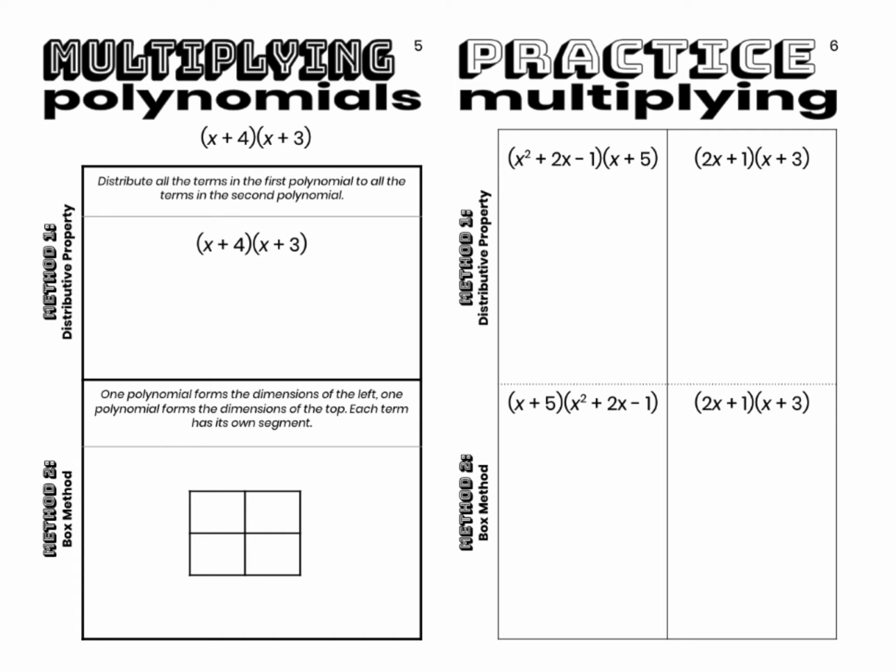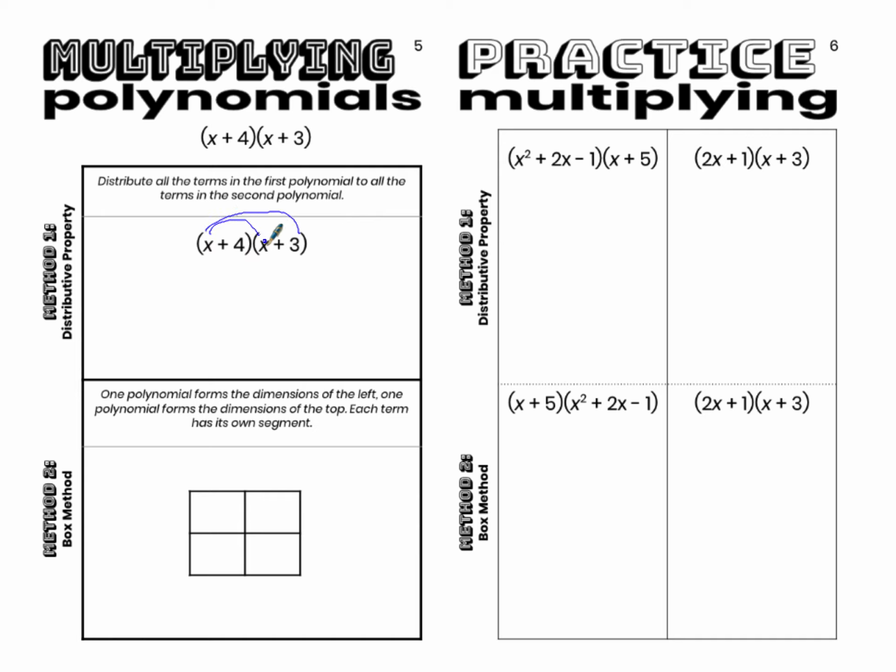We have two methods for multiplying polynomials. One is the distributive property and the other is the box method. When we are using the distributive property with something other than a monomial out front, we distribute all of the terms in the first polynomial.